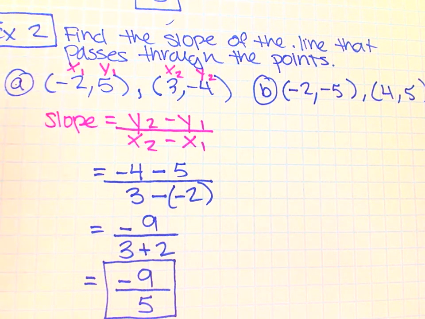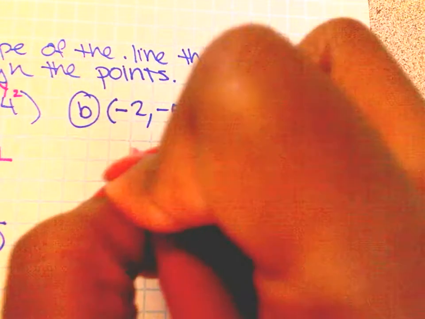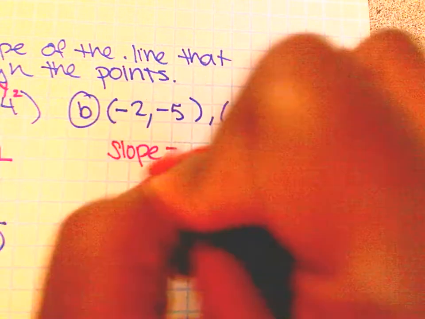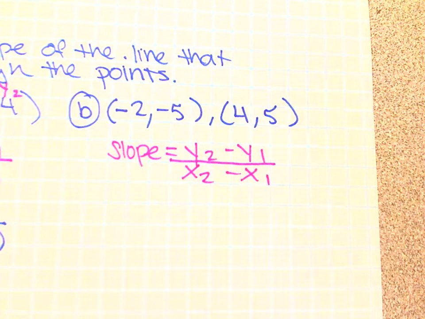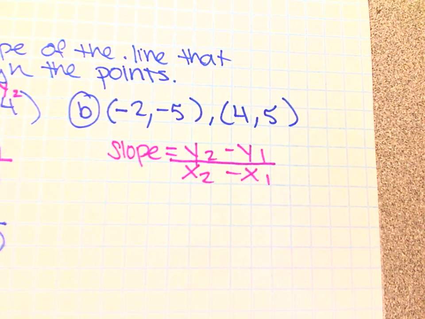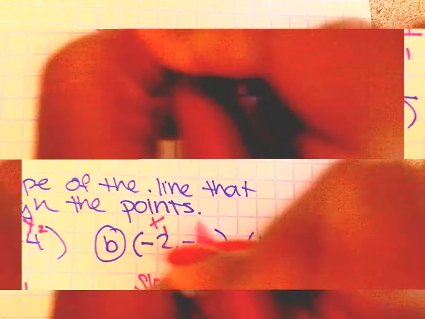First thing I do, write the equation. I'm going to zoom right here. Sorry, it's really glitchy today. Slope equals y2 minus y1 over x2 minus x1. First thing I do is write that equation. Next thing I do is label so I can plug my numbers in. x1, y1, x2, y2.